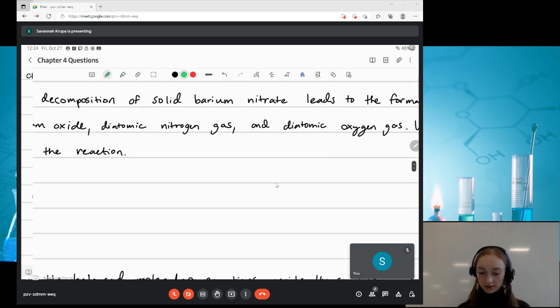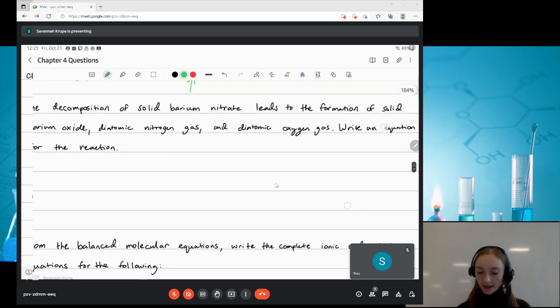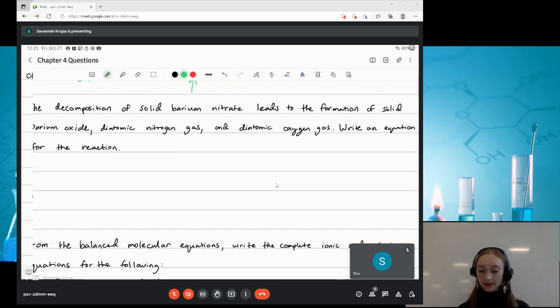And this question says, the decomposition of solid barium nitrate, so we worked that out in problem A, leads to the formation of solid barium oxide, diatomic nitrogen gas, and diatomic oxygen gas. Write an equation for the reaction. So for this problem, we're working with barium nitrate, and we just went over what that looks like. It's not a straight ratio, since we have two of the nitrates for every barium.